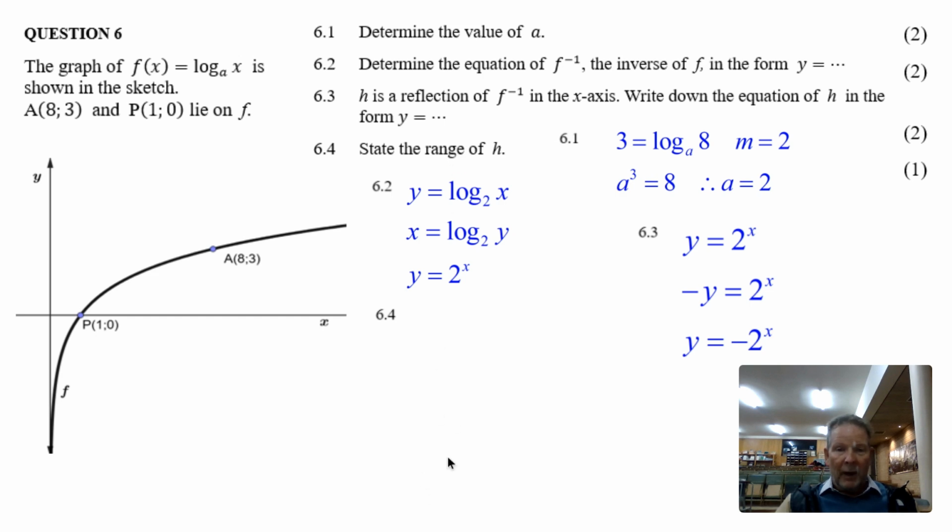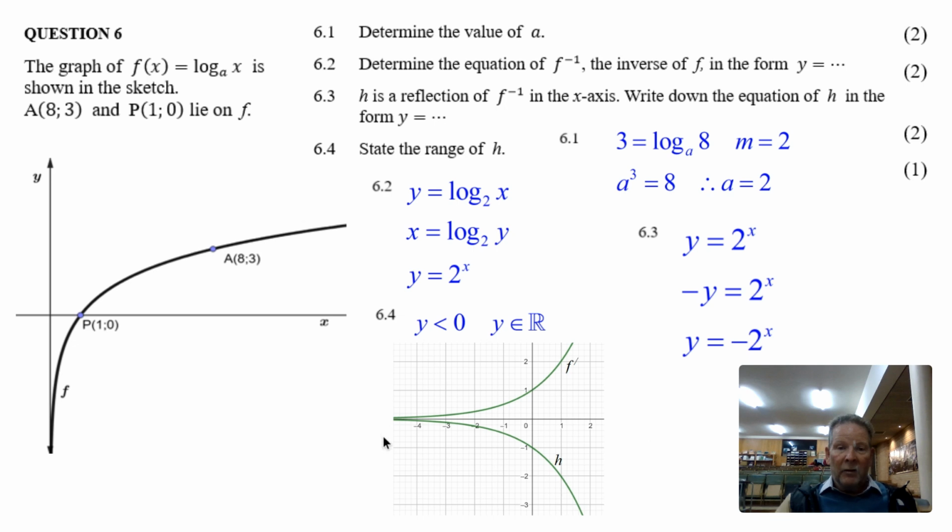State the range of h. Well, you've got y equals 2 to the x. We know what that looks like. It goes up there like that. But y equals minus 2 to the x, you should know that it goes down. The first one goes up. That's the inverse. Looks like that. The other one goes down.